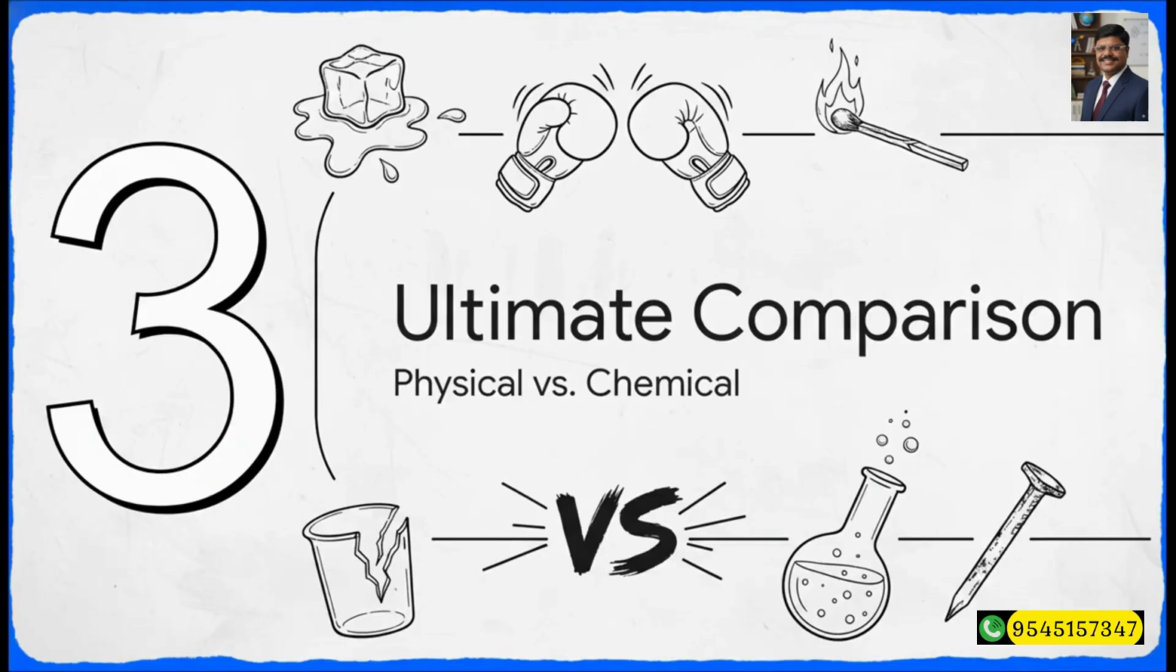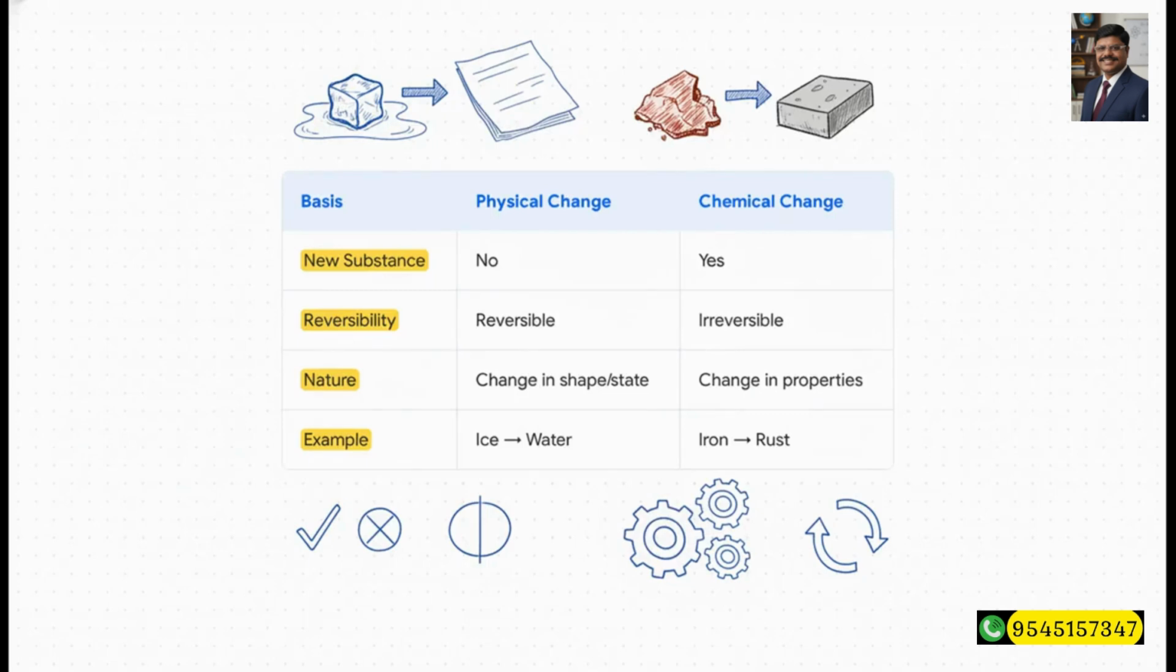Okay, it's time for the main event. The ultimate showdown, physical change versus chemical change. This is where we put everything side by side, which is going to make it super clear. So pay close attention because this kind of comparison is a classic exam question. Let's just walk through this table together line by line. First up, the big one, new substance. For a physical change, that's a big no. For a chemical change, it's 100% yes.